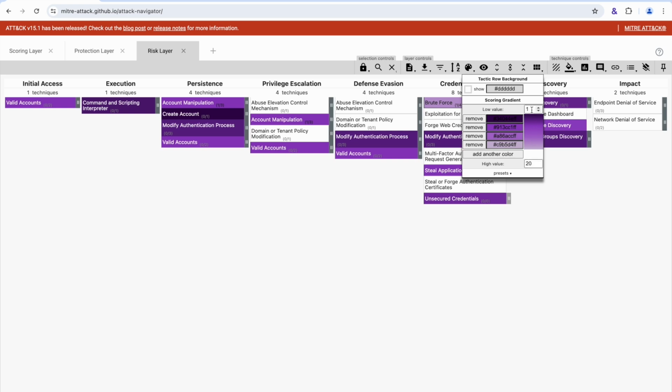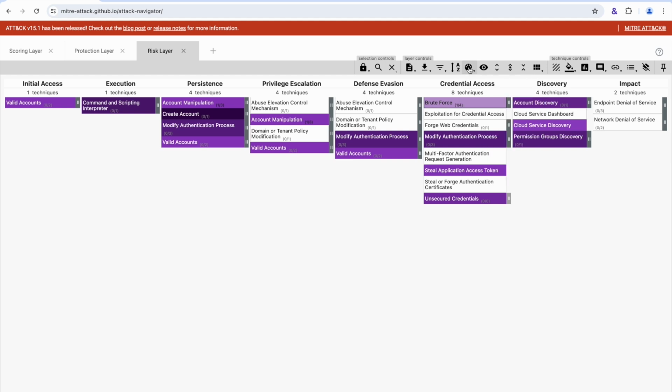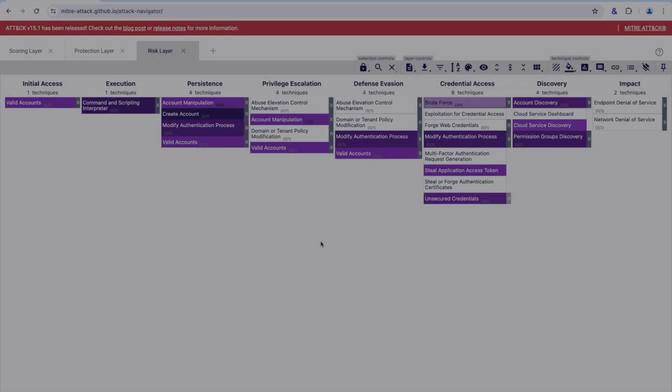An example of this would be modify authentication process, which had a score of 3 and 1 security capability mapping. This would give it a score of 4. Another one would be brute force. That had a score of 2 with 15 security mappings, which gave it a score of 17. This risk layer is another opportunity to prioritize your TTPs and allow your organization to focus on ones with higher risk.